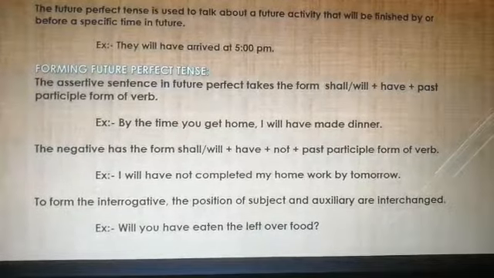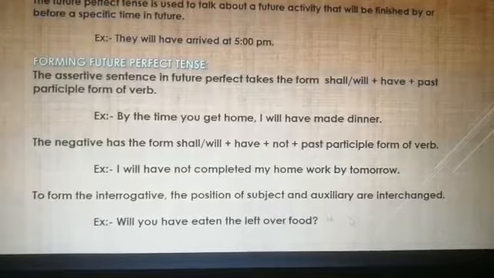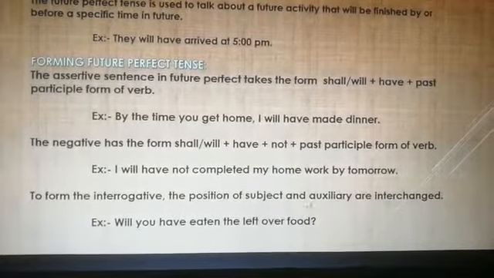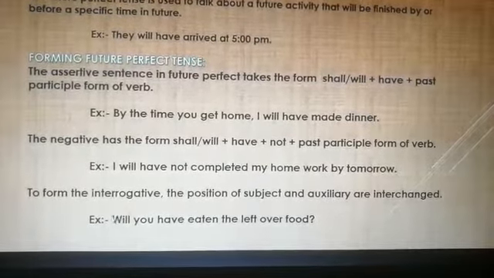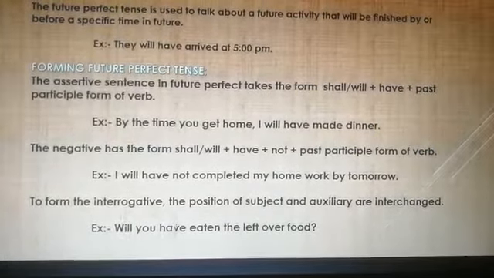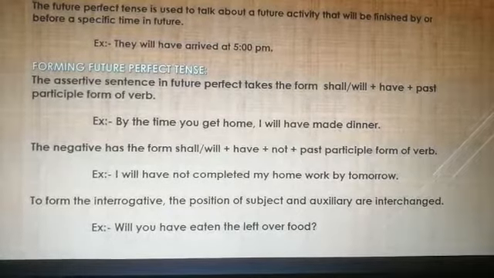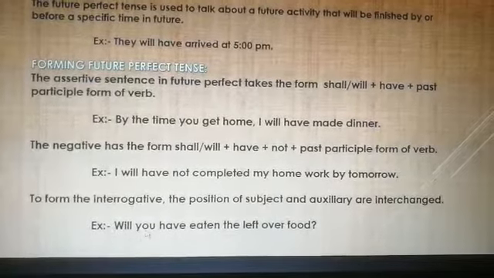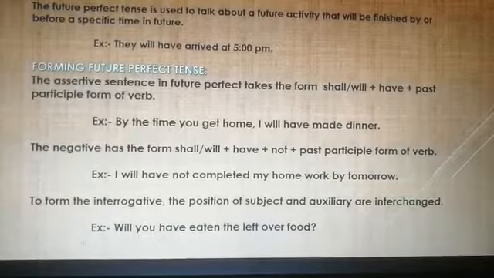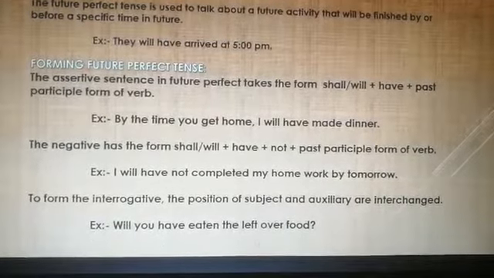And to form the interrogative sentences, the positions of subject and auxiliary are interchanged. Subject comes later and the auxiliary verb comes in the front. So the position of subject and the verb are changed. Like for example, will you have eaten the leftover food?